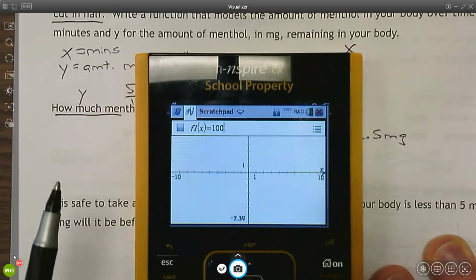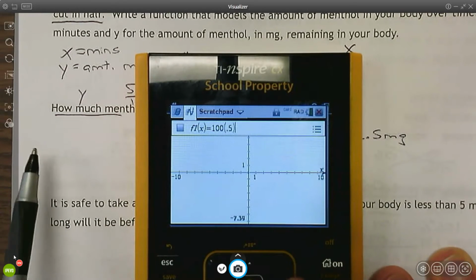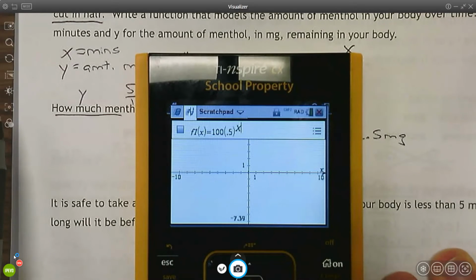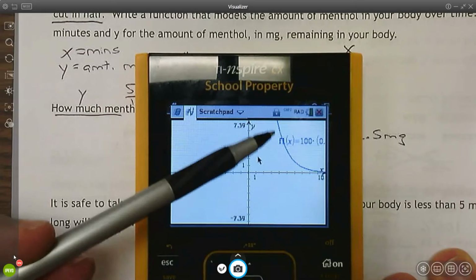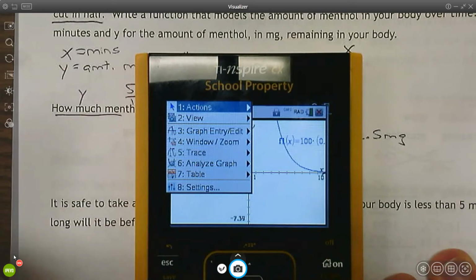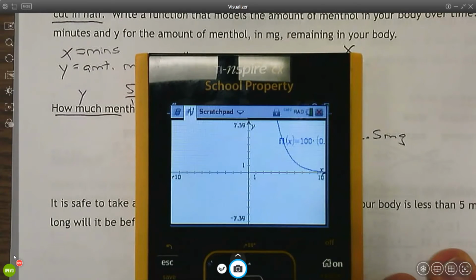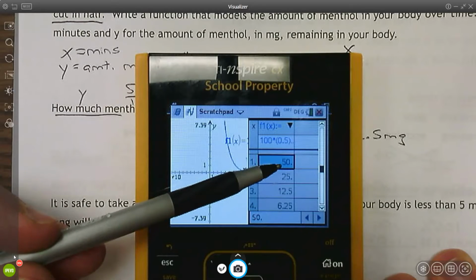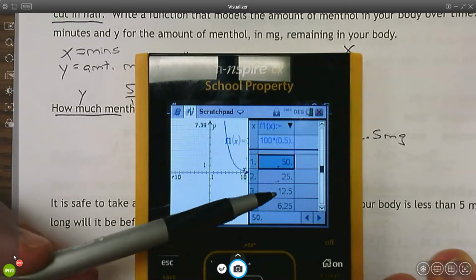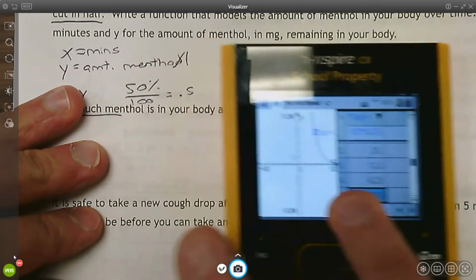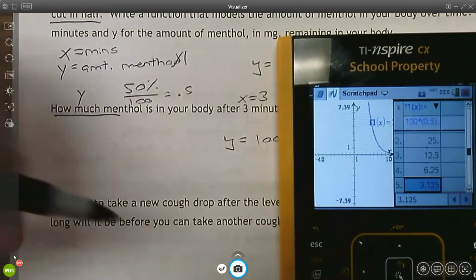So my initial value was 100 times 0.5, arrow out of there with the little caret button now, X. And that's going to graph the function. We can see part of it. So what I'm going to do now is if I go back to the menu, choice 7, I see table, and I'm going to do a split screen. And now I can see after 1 minute, there's 50 milligrams, 2 minutes, 25, 3 minutes, 12.5, and I can keep arrowing down. So essentially my work is going to be this table.